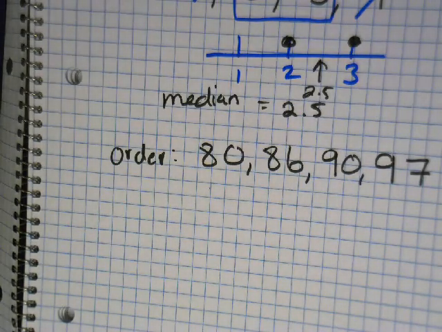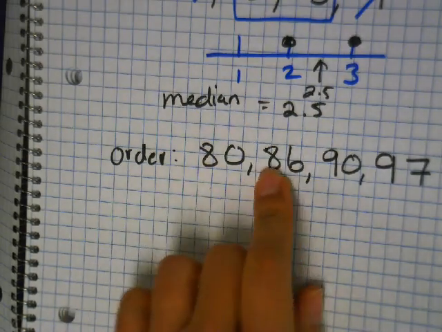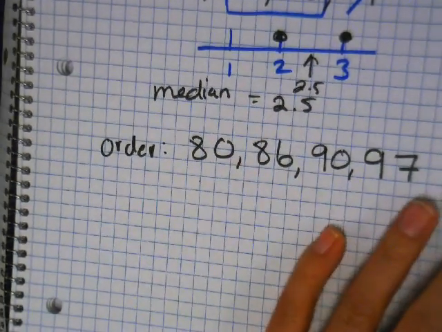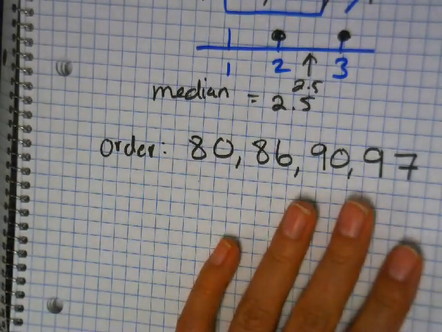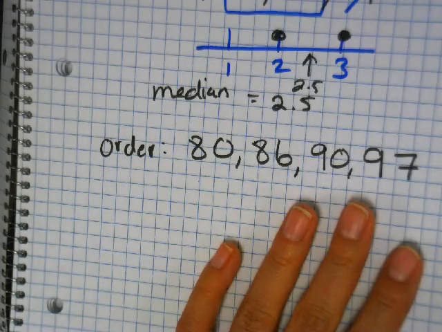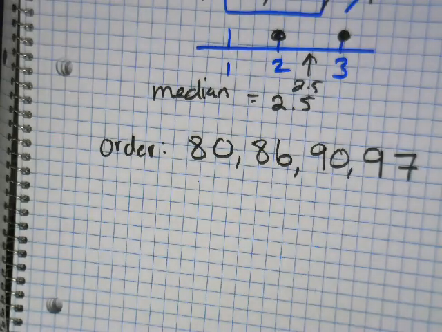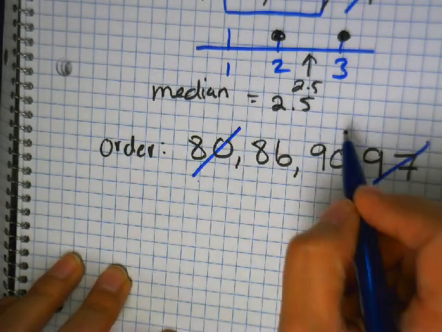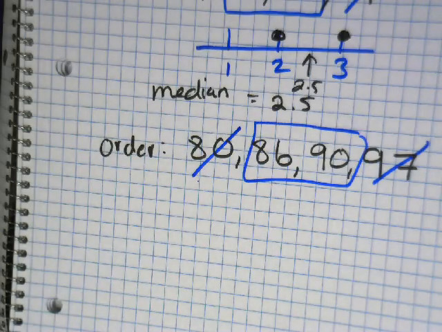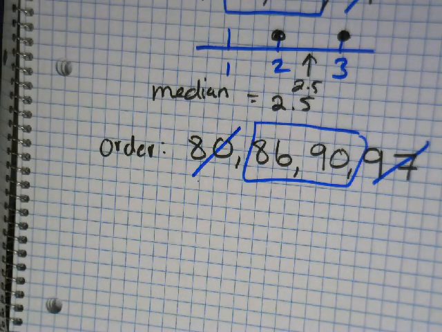Okay. 80, 86, 90, 97. Write this down. Everyone's writing this down. You have to write these numbers down. So, front, back, 2 numbers. Look at the 2 numbers that I've given you. I've given you 86 and 90. What's in the middle of 86 and 90?